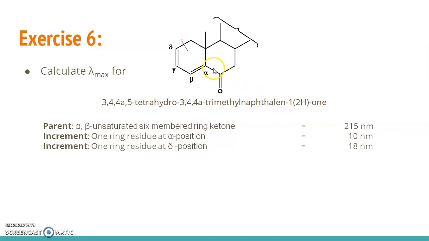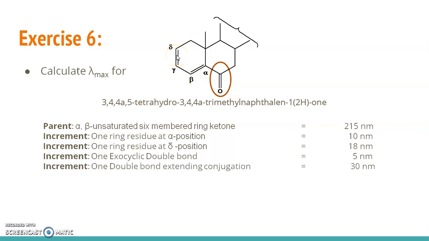After this, I want to look at any exocyclic double bonds. One exocyclic double bond is this carbonyl, since it is alpha beta unsaturation, this is an exocyclic double bond to this particular ring. So I have one exocyclic double bond of 5 nanometer, and since it is alpha beta unsaturated, I have one double bond which is a homoannular kind, and this I will assign as a homoannular conjugated diene.